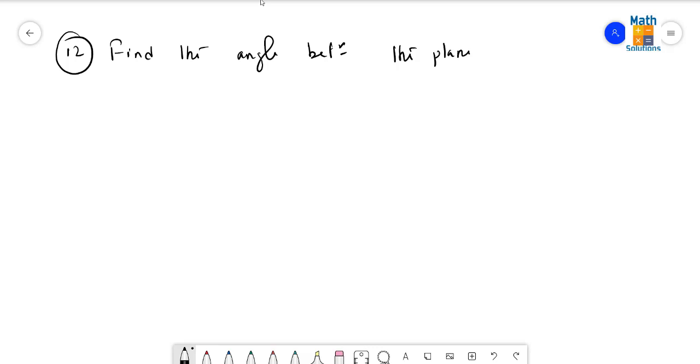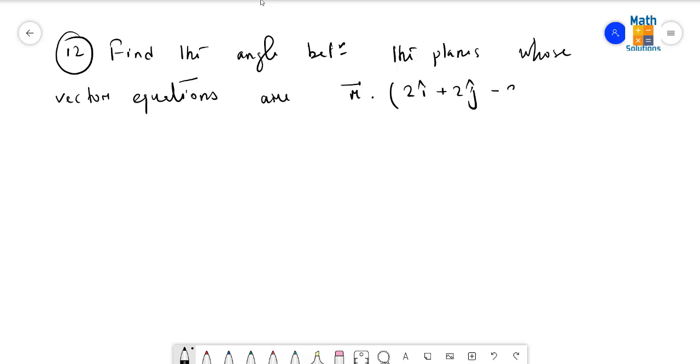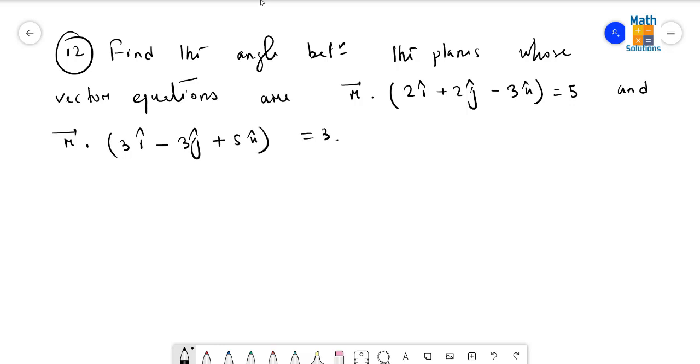Find the angle between the planes whose vector equations are vector r dot (2i cap plus 2j cap minus 3k cap) is equal to 5, and vector r dot (3i cap minus 3j cap plus 5k cap) is equal to 3.